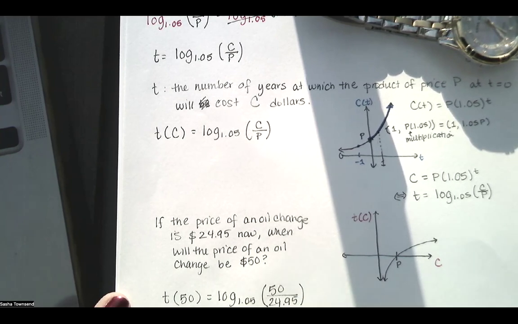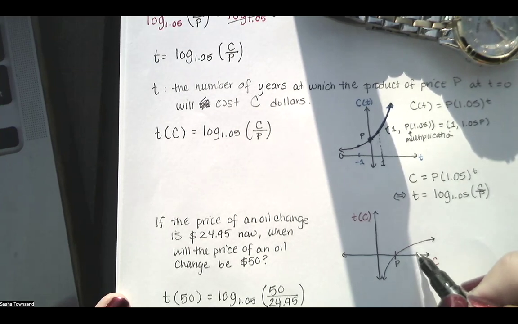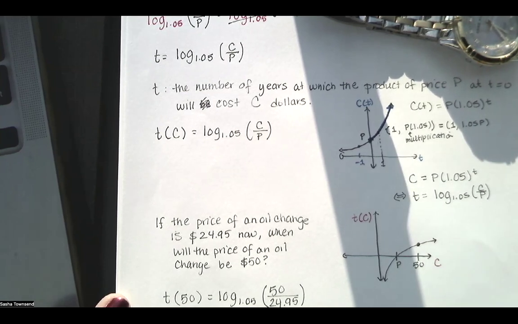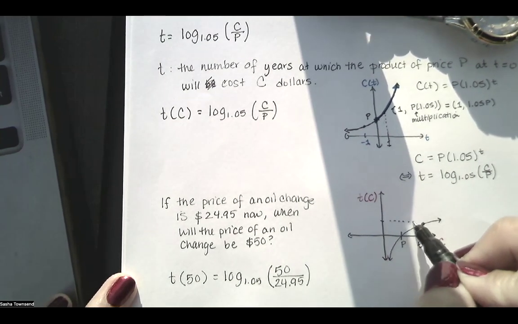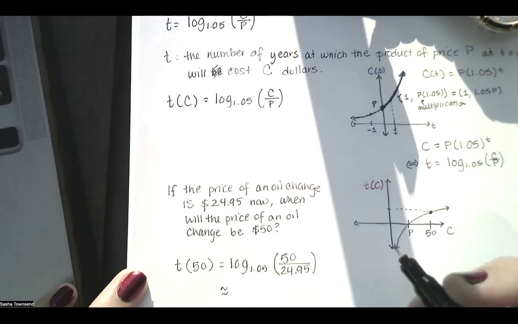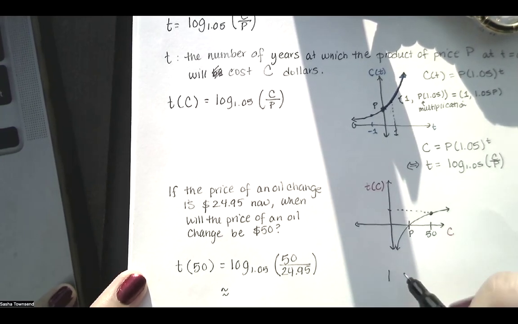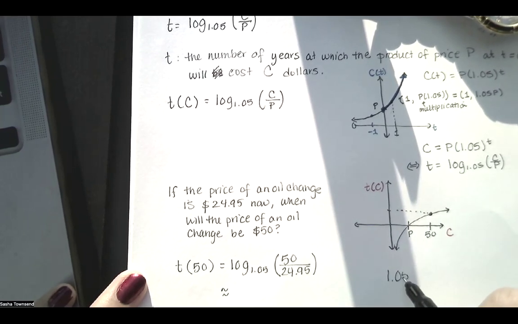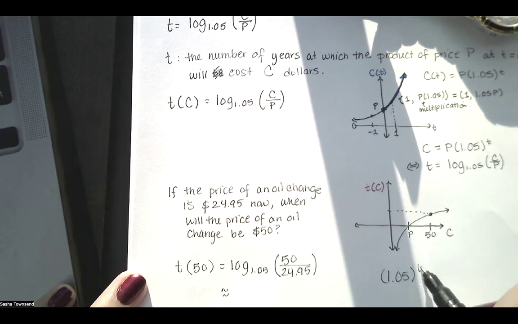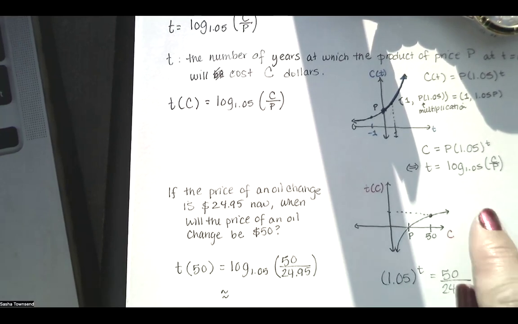That's about 2. And so we would have, here's my 25-ish, and here's my 50. And the y value there is going to give me some number of years. And I would need a calculator for that. But basically, remember whenever you're evaluating a logarithm, you're asking yourself a question: 1.05 raised to what power equals 50 divided by 24.95? Notice that that's just a rearrangement of this equation.